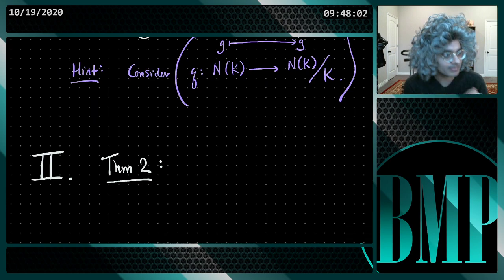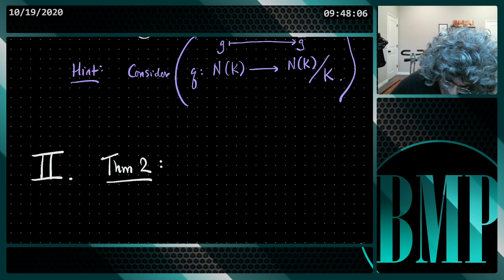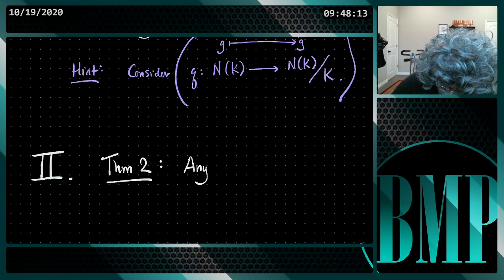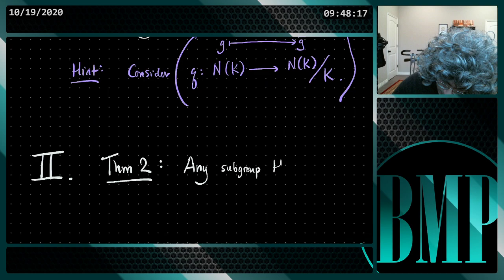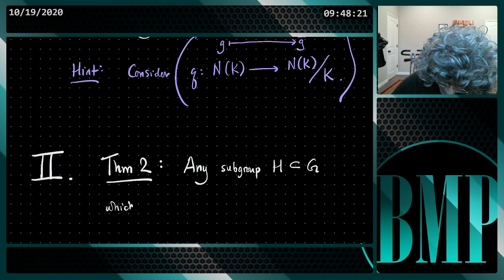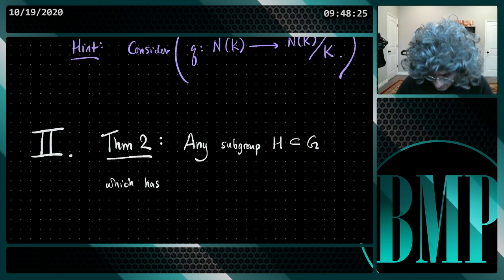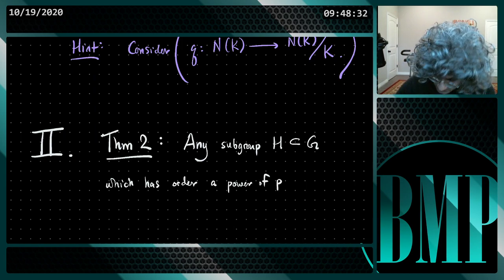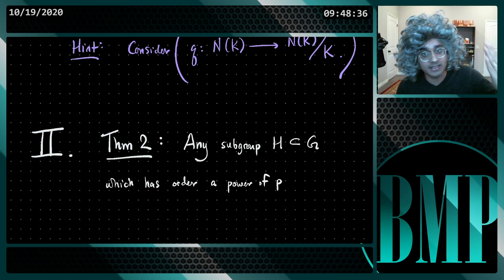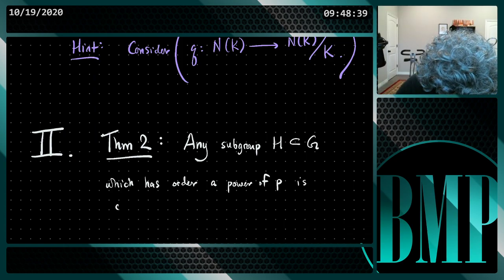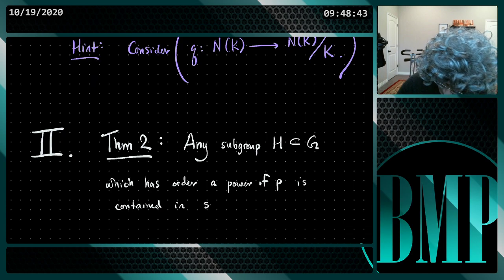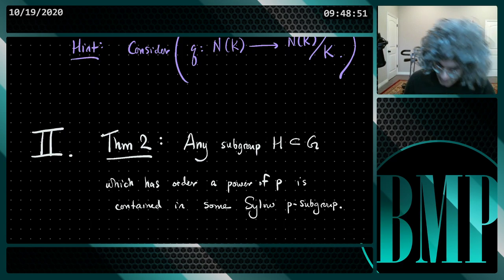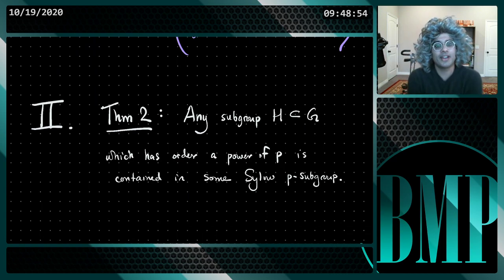The second theorem says that, maintaining the same setup and fixing that same prime, any subgroup which has order a power of p is actually contained in some Sylow p subgroup. All right, so that's what the second theorem says.